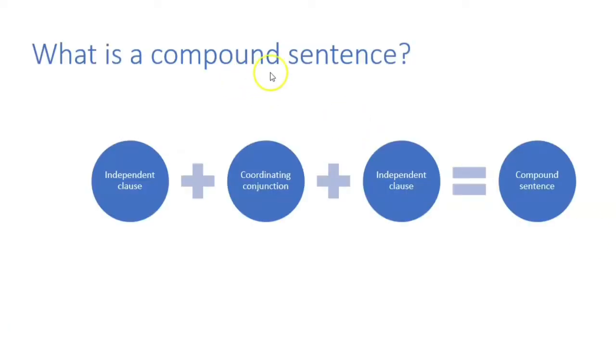What is a compound sentence? It's a sentence that contains 2 independent clauses joined by a coordinating conjunction.